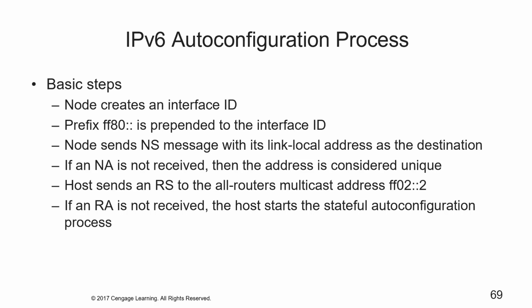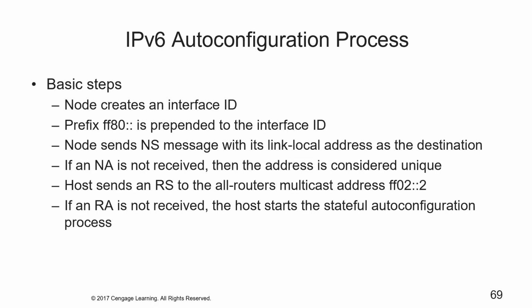In the IPv6 autoconfiguration process, here are the basic steps. The node creates an interface ID, and the prefix FE80 is prepended to the interface ID. The node then sends an NS message with its link-local address to the destination. If an NA is not received, then the address is considered unique.